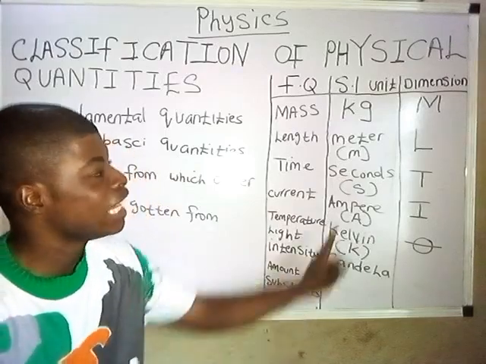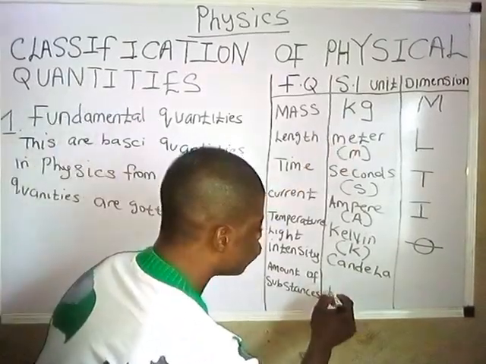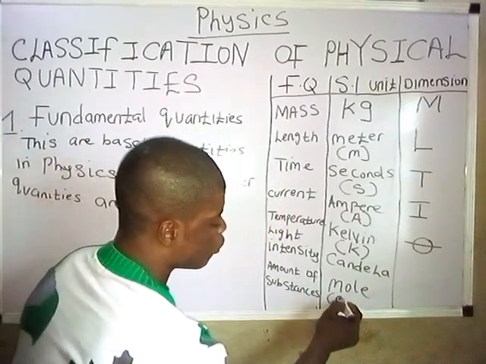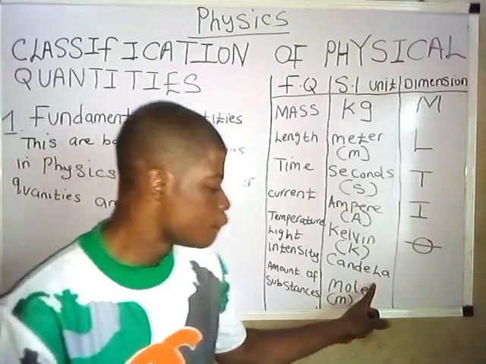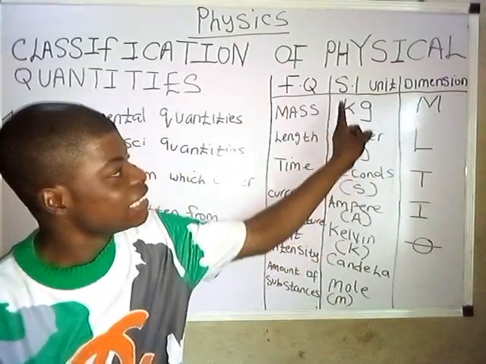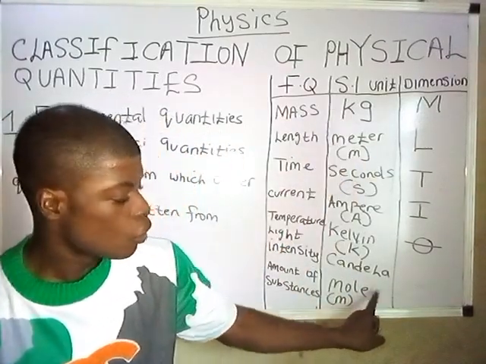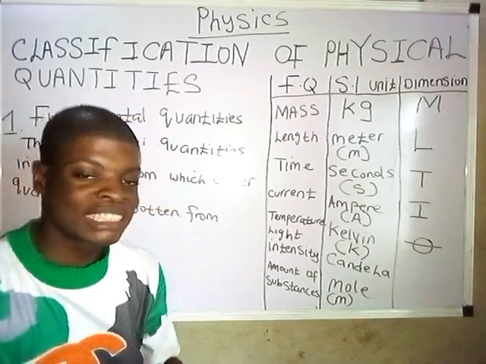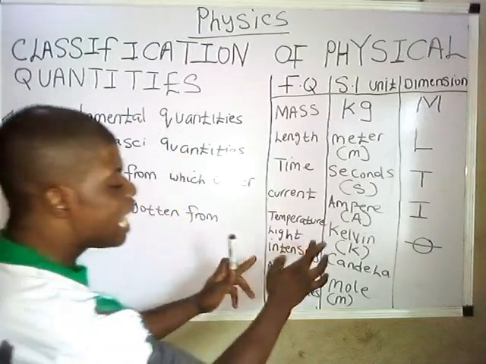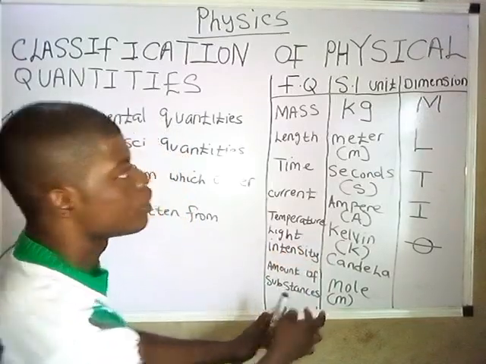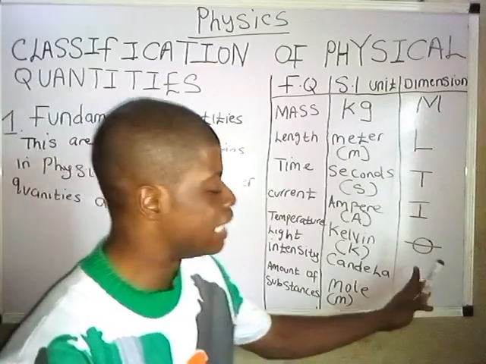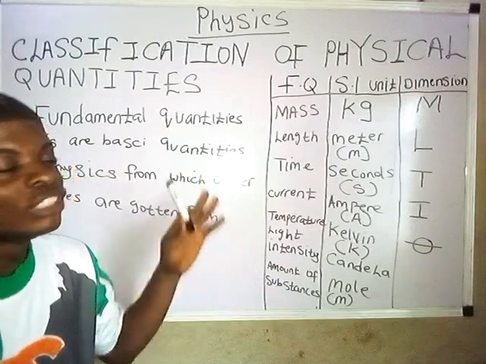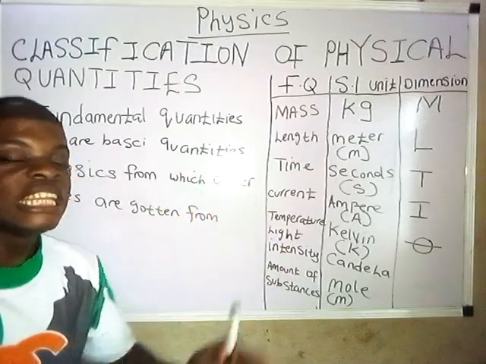For amount of substance, the SI unit is mole, which can be represented with letter M, like number of mole, with its SI unit as mole. While for dimension, you don't have dimension. So you can take from this video lesson that light intensity and amount of mole among the fundamental quantities are dimensionless. So let's go to the next part of this video lesson on derived quantity in physics.